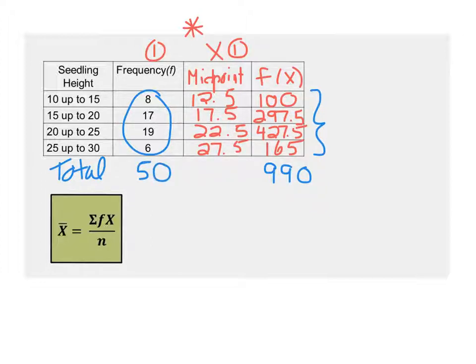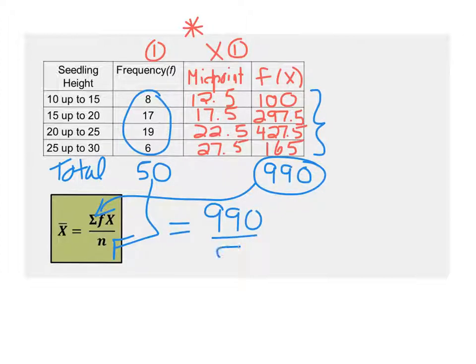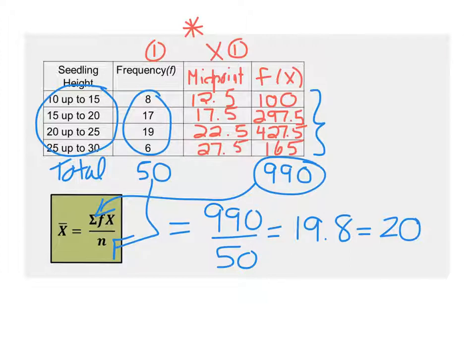Now our next step is we're going to substitute this column into the top of our formula and this number into the bottom. And that'll give us 990 divided by 50. When we work that out, that gives us 19.8. Based on we have no decimal places in our classes, we're going to round that to 20. So the average seedling height in this case was 20 millimeters.